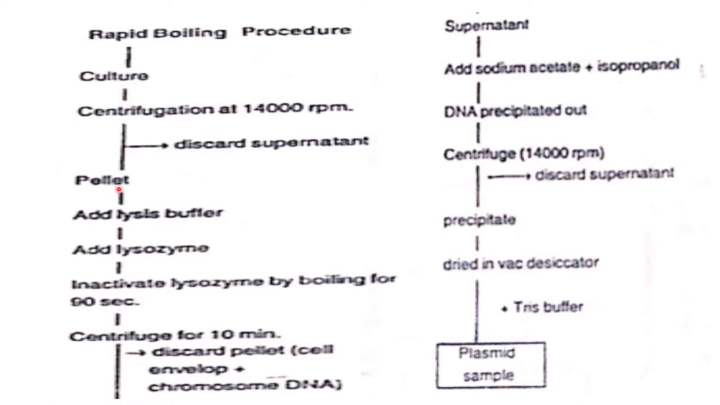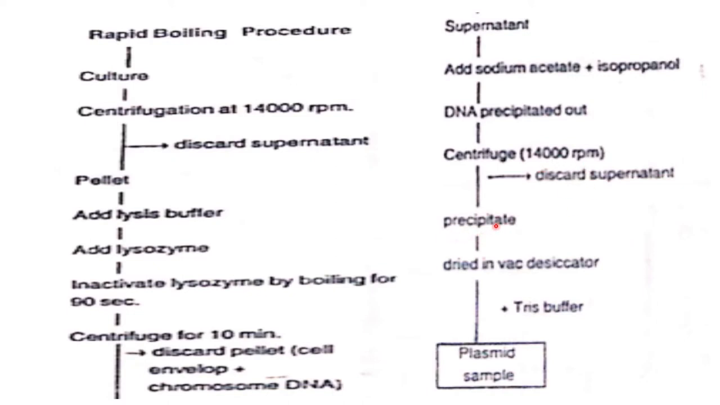In case of the rapid boiling procedure, the culture is taken and centrifuged at 4000 rpm, and the supernatant is discarded. The pellet is taken and lysis buffer is added, then lysozyme is added, and lysozyme is inactivated by boiling for 90 seconds. Centrifuge for 10 minutes and discard the pellet, which consists of cell envelope and chromosomal DNA. Later the supernatant is taken, and sodium acetate plus isopropanol is added. Then DNA will be precipitated out. Centrifuge at 14,000 rpm and discard the supernatant.